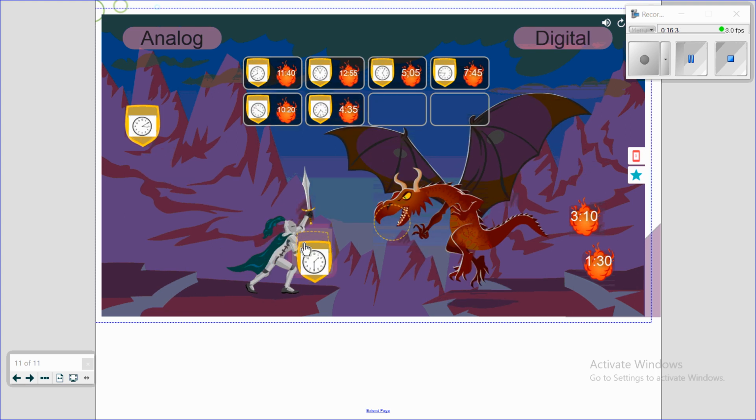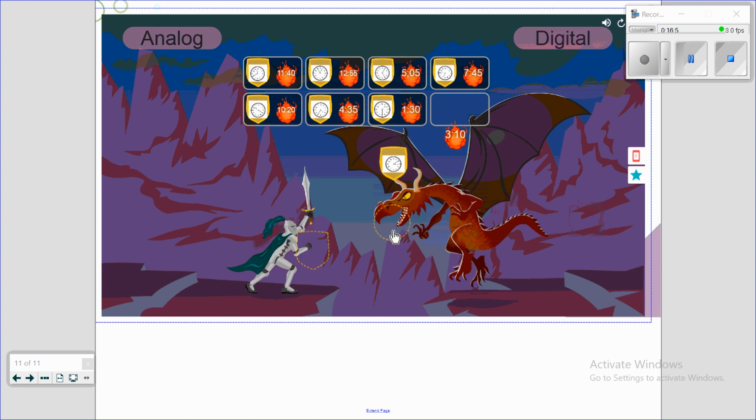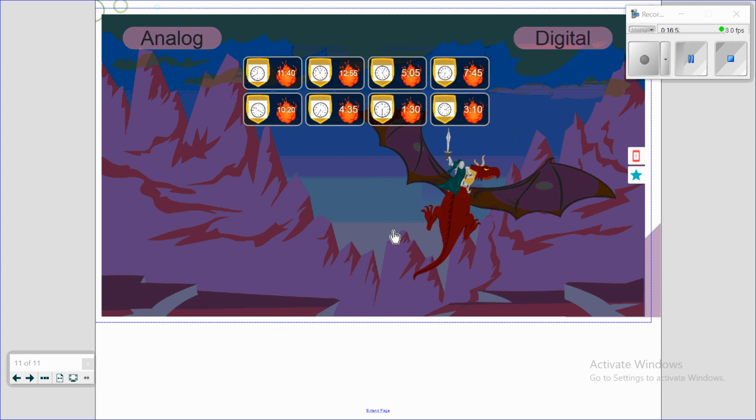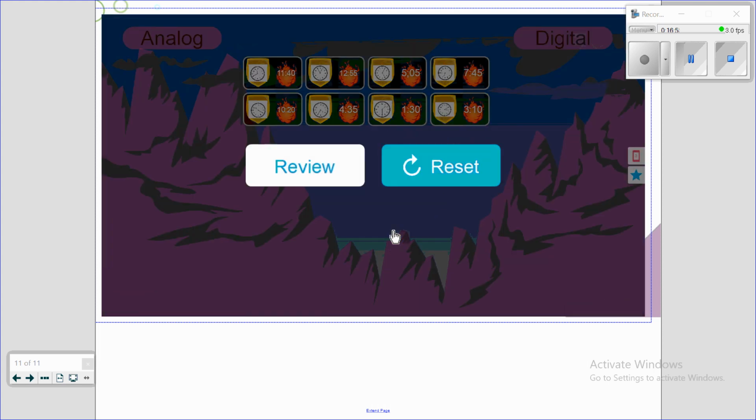Here the minute hand is on 6. 6 means what? Yes, perfect. 30. And the last one, it is on 2. 2 means what? What is double of 5? Perfect. It's 10. So that's it. All the answers are right.